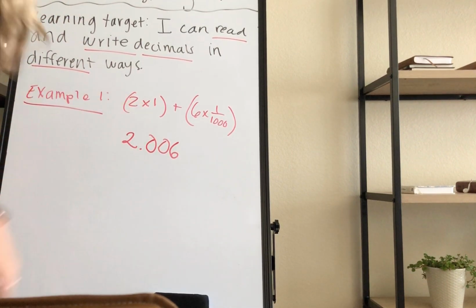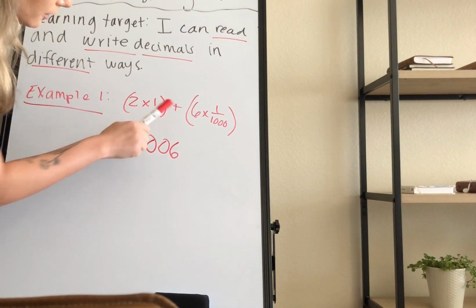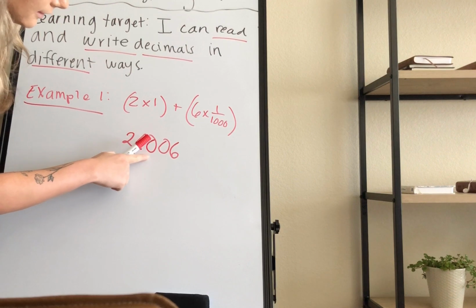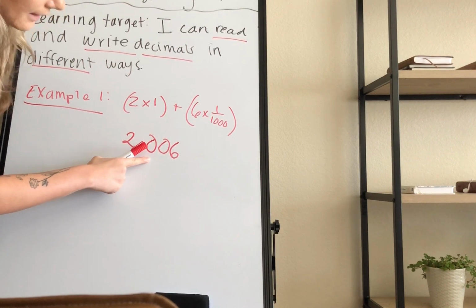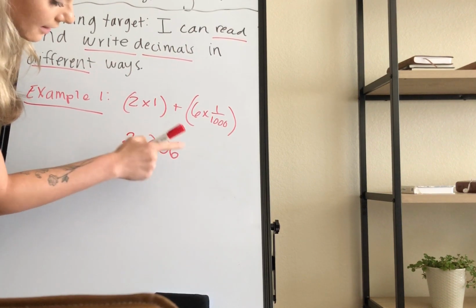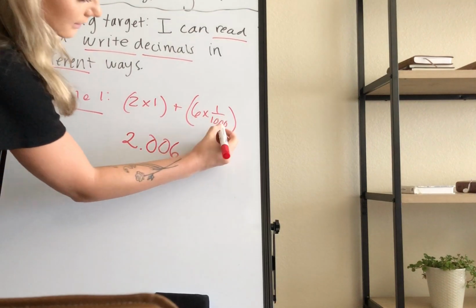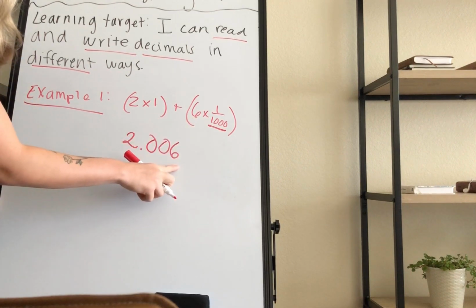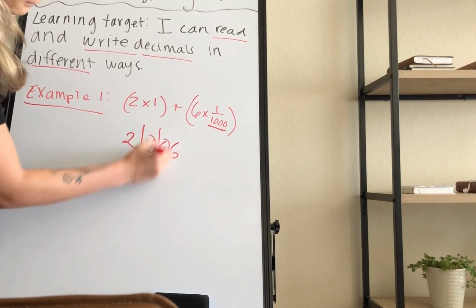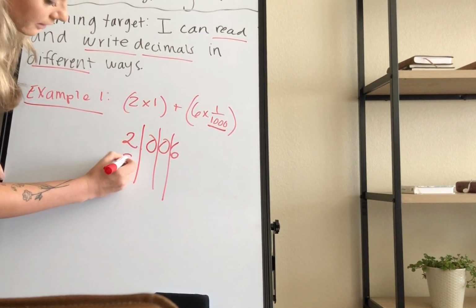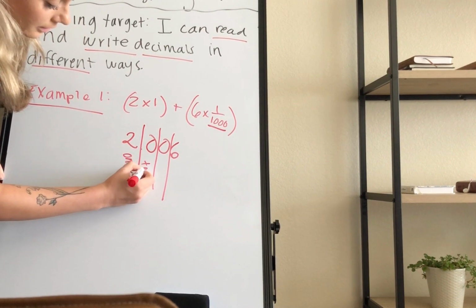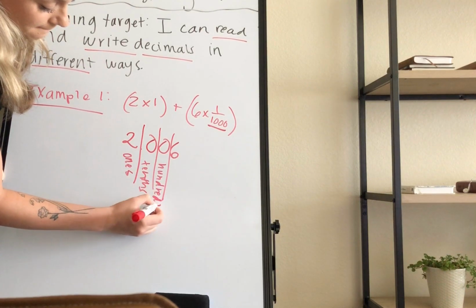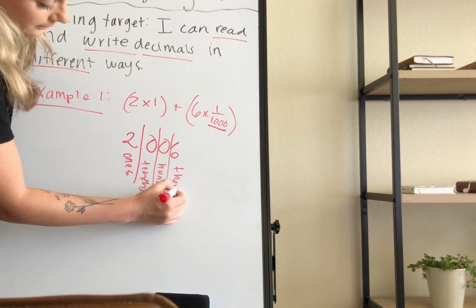So I'll repeat that. We have 2 times 1. We know that's in our ones place, that's a 2. Then 0.00, this 0 is tenths, this 0 is hundredths, this 0 is thousandths. See that 1,000 right there? That's how you know where to place this 6. I'll show you again, place value: ones, tenths, hundredths, and thousandths.